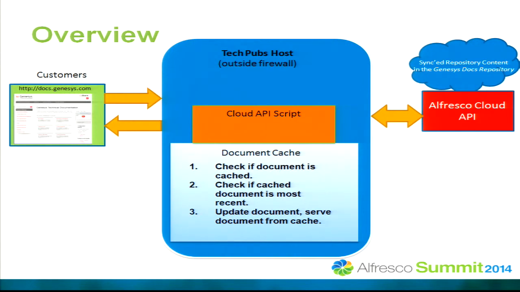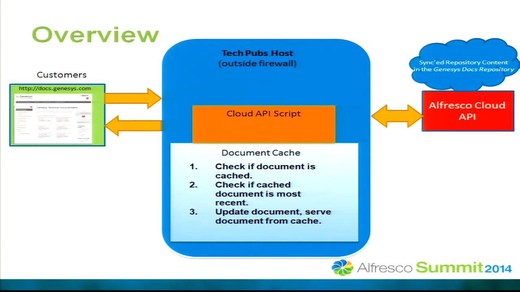So as Michael explained, a small percentage of our documents make up most of our downloads. So there's a chance that the document that's being requested will already be in the cache. So if the document that's requested is in the cache, all we need to do is make sure the most recent document is in the cache. So the script will look at the API, the same document in Alfresco Cloud, and compare it to the document in our cache. If it confirms that it's the most recent document, it'll deliver it to the customer.